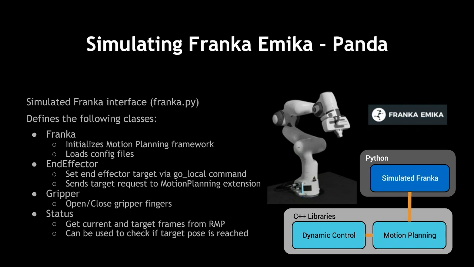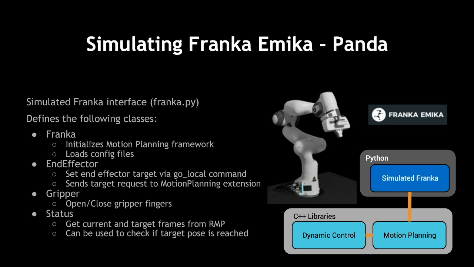And then finally, we have a status class. The main use of this is that inside of your code, you want to know what the status of the RMP is and if it's reached its target. So every single frame, it updates where it currently is and where it is being told to go. And if you wanted to query whether it reached its target or if it's within a threshold, you can check the status and then do that distance computation and so on.